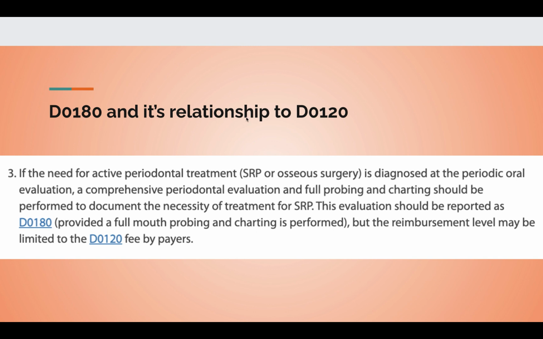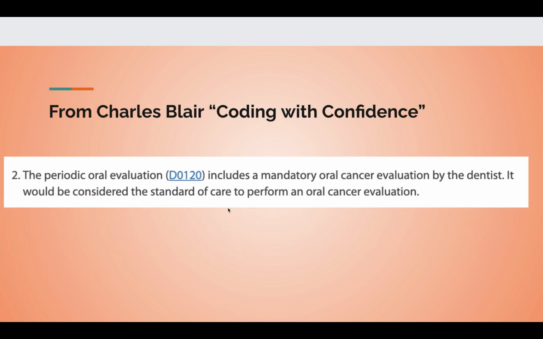So again, D180 and its relationship to D120. So D120 is the periodic oral evaluation for non-perio patients. D180 is a beefed up version of 120 for perio patients. So here he goes on by saying the periodic oral evaluation includes a mandatory oral cancer evaluation by the dentist. We know this is not done in many practices, at least not with any sort of regularity. It needs to be done by the dentist. It would be considered the standard of care to perform an oral cancer evaluation.